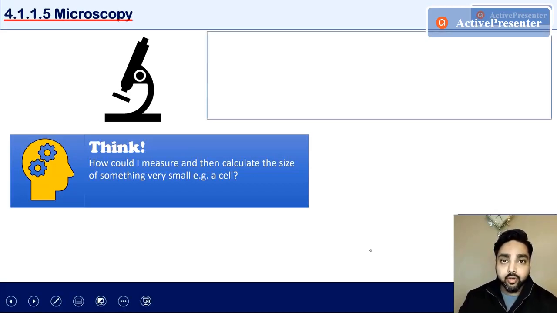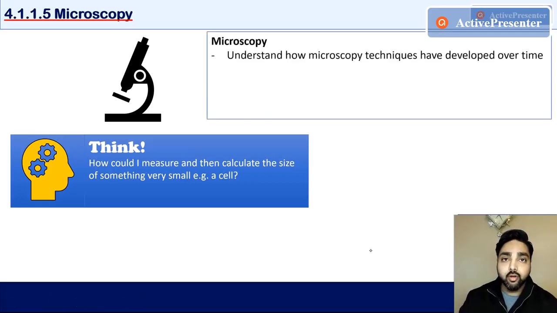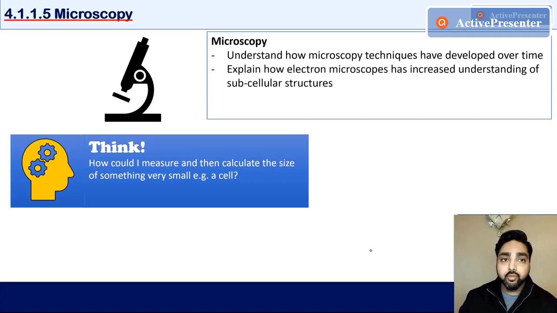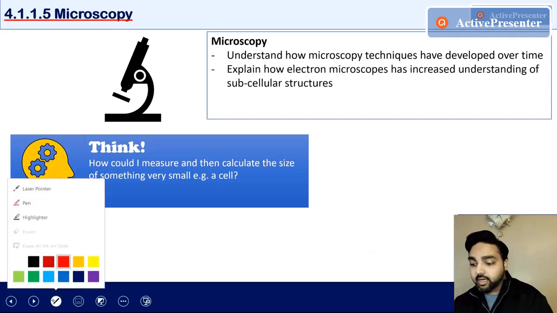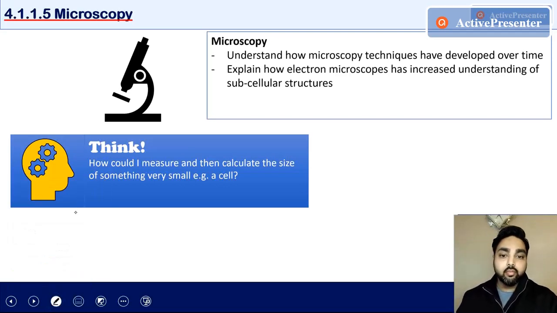The four areas we're going to cover today are: understand how microscopy techniques have developed over time, and explain how electron microscopes have increased the understanding of subcellular structures. That word subcellular is super important because ultimately it relates to things inside the cell, things smaller than the cell. So your nucleus, chloroplast, mitochondria, all of those things were visible for the first time using electron scanning microscopes.